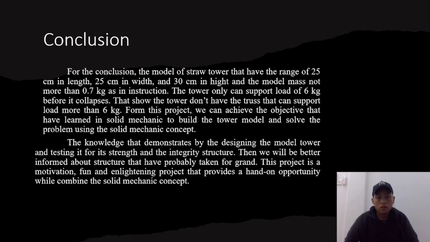For the conclusion, the straw tower uses a scale of 25 cm in length, 35 cm in width, and 30 cm in height, and the mass of the model is not more than 0.7 kilo, as in the instruction. The tower can only support a load of 6 kilo before it collapsed, because the tower doesn't have the truss to support a load of more than 6 kilo.